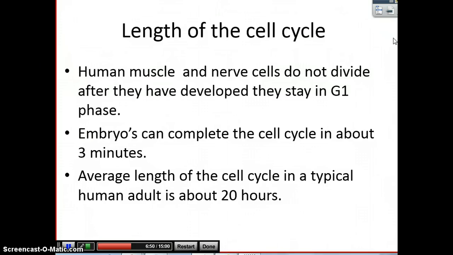Cells of your digestive tract reproduce quite a bit. And like I mentioned earlier, your muscles and your nerve cells are not going to reproduce once they've become fully developed. Think about somebody having a heart attack. Your heart cannot regenerate new muscle to fix or repair the damaged muscle. It's always in that G1 phase.